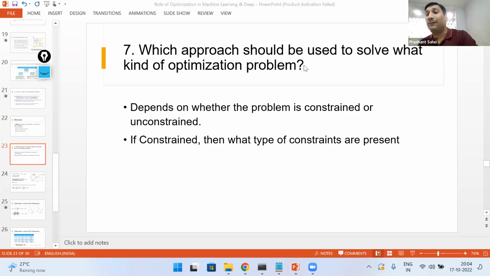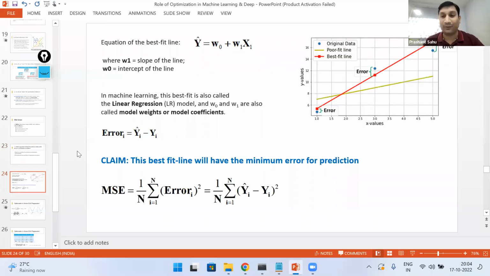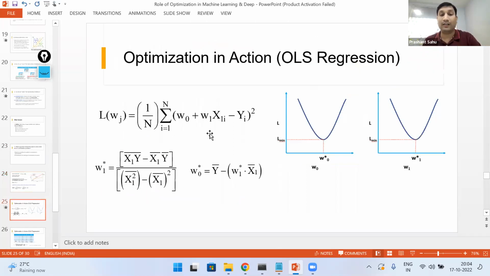Is optimization a part of tuning? Yes, I do have one comment in one of the slides about hyperparameter tuning, which also involves optimization. Absolutely. So coming back to this problem, I'll just go back.